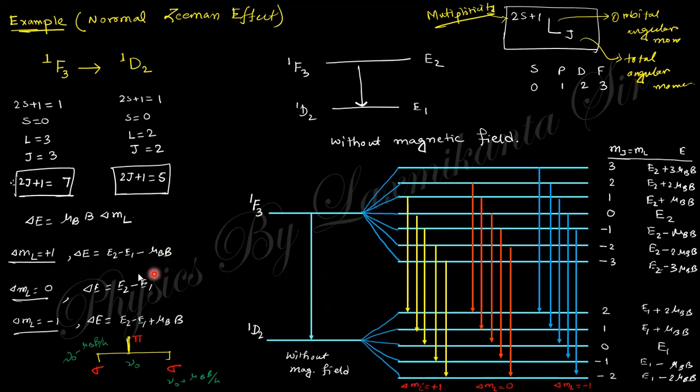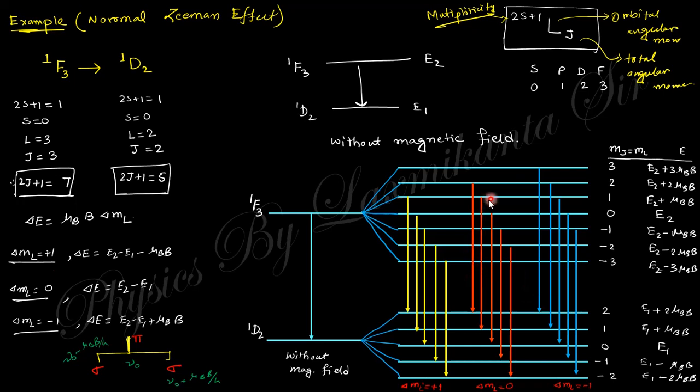In case of plus one, you can see there is a separation every time. This separation is E2 minus E1, final minus initial. Energy-wise, this is high, this is low, so it is E2 minus E1 and this minus mu B. You can see for every line this energy is the same. For this one it is E2 minus E1, and that one is minus mu B. For ml equals plus 1, these 5 lines give you the same frequency and wavelength.